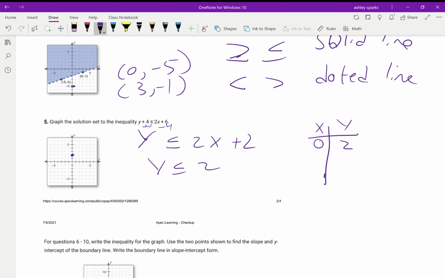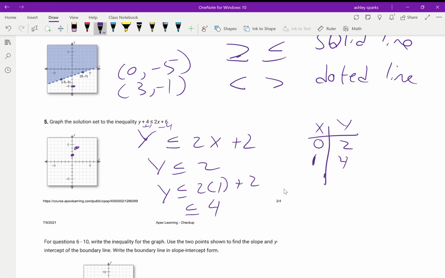And then I can use my slope. If you want to do slope and count over, you could do that. Or I'm just going to plug in 1. Y less than or equal to 2 times 1 plus 2, less than or equal to 4. So now I have the point 1, 4.